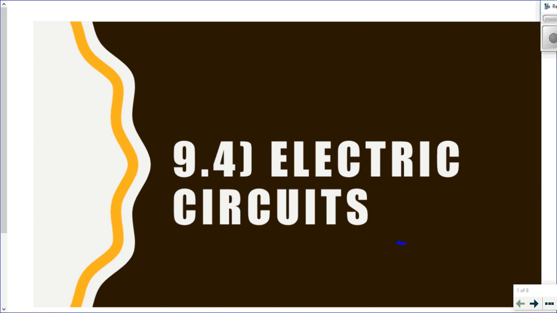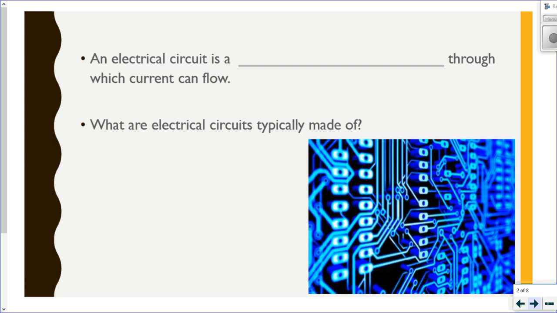Back to 9.4. We're talking about electric circuits. Specifically, what components are part of a circuit, how to draw that type of circuit, and then two different categories of circuits that we're going to be looking at a little bit further. So first, an electrical circuit is a pathway through which current can flow.